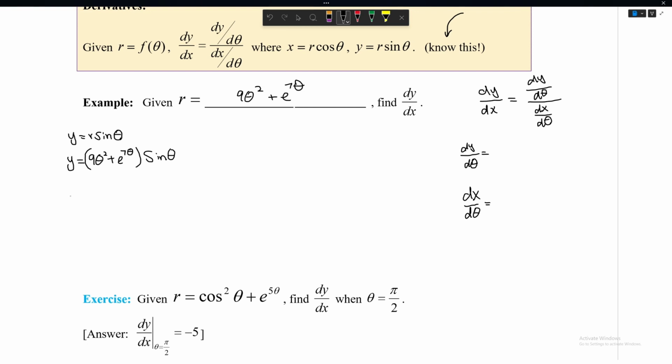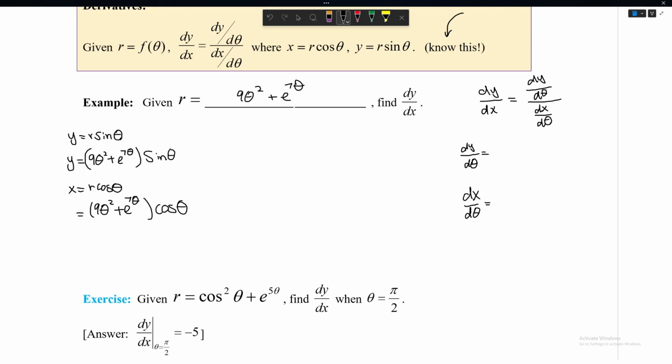And our x goes r cos theta, and this is given, right? There you go. And so now what we want to do is derive this and apply it here. So let's derive this and write it out.